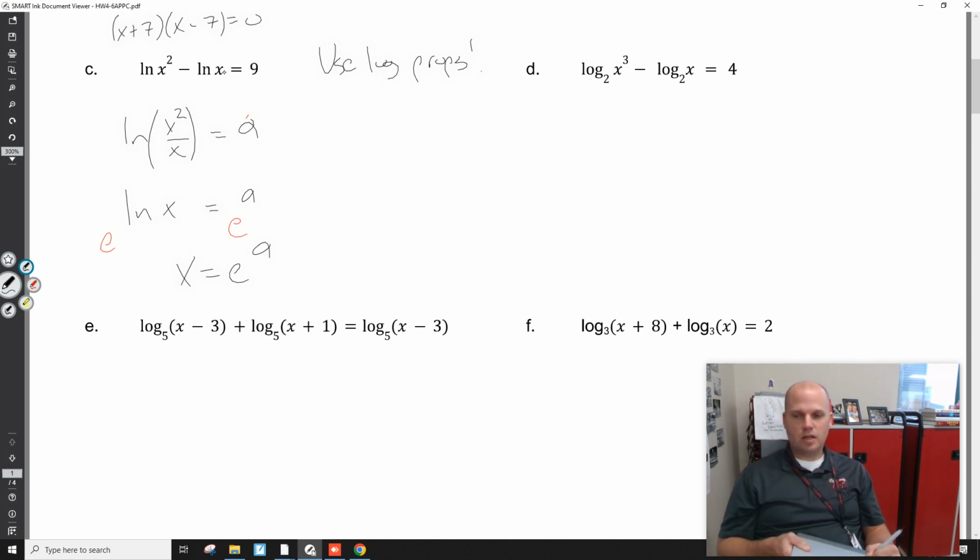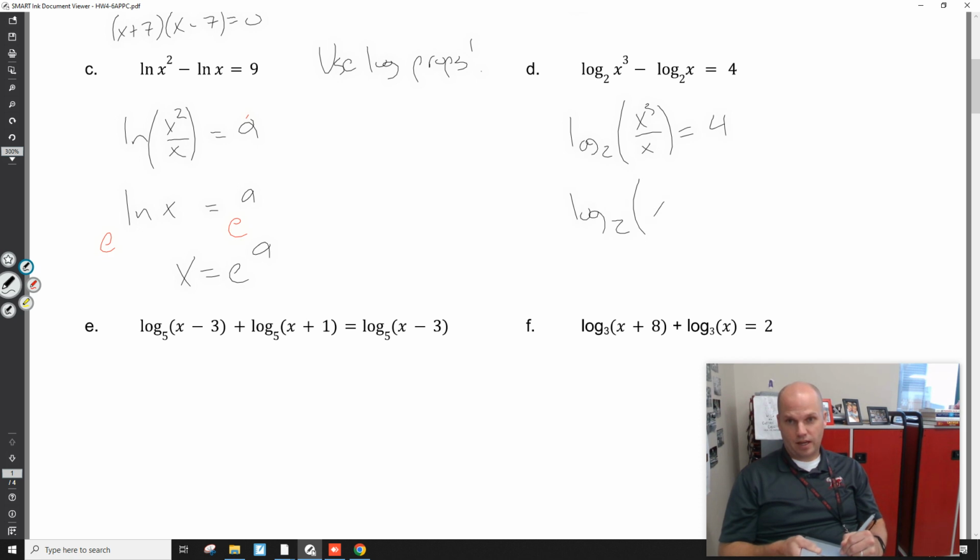Minus the natural log of e to the ninth is minus 9, works out. Same thing with this guy. I would rewrite this as x cubed over x. I would rewrite this as x squared. I would take 2 to the power of both sides to get rid of the log base 2.